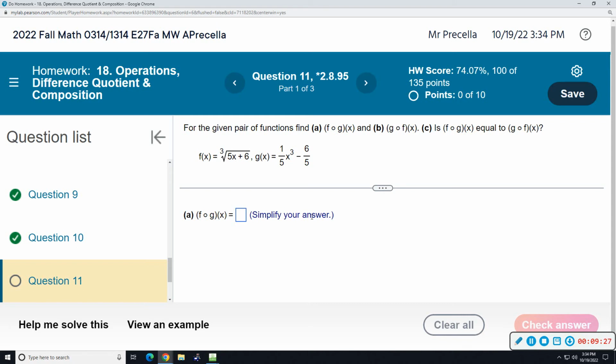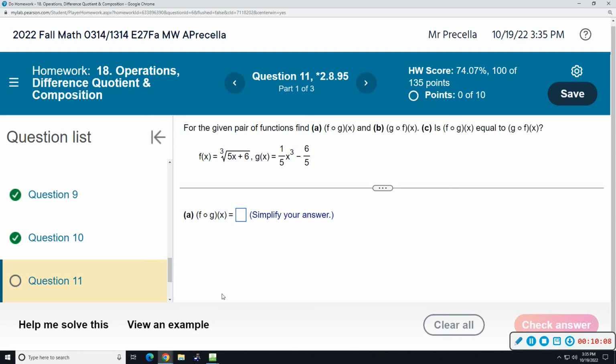Let me write, oh, this looks sort of bad. I see a radical up there. f of x is equal to the cube root of 5x plus 6, and g of x is equal to 1/5 x cubed minus 6/5. I'm just copying this down. And it's the same three questions. Find f composed with g, g composed with f. Are they equal?